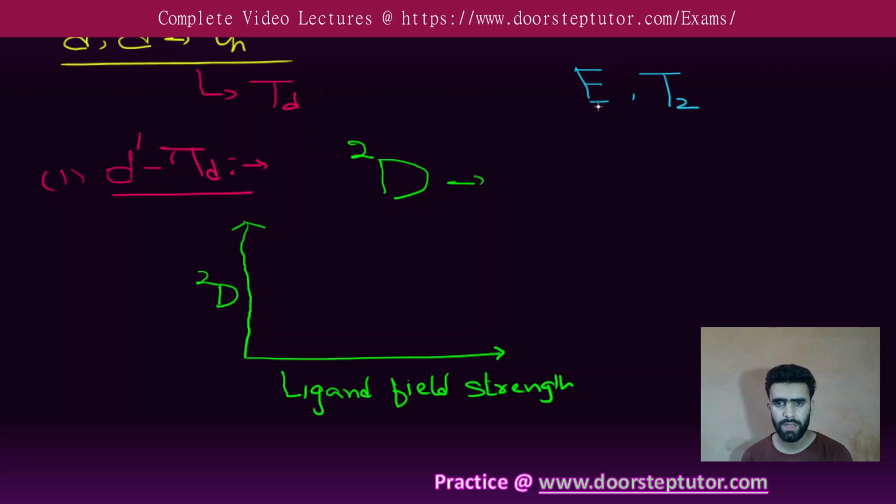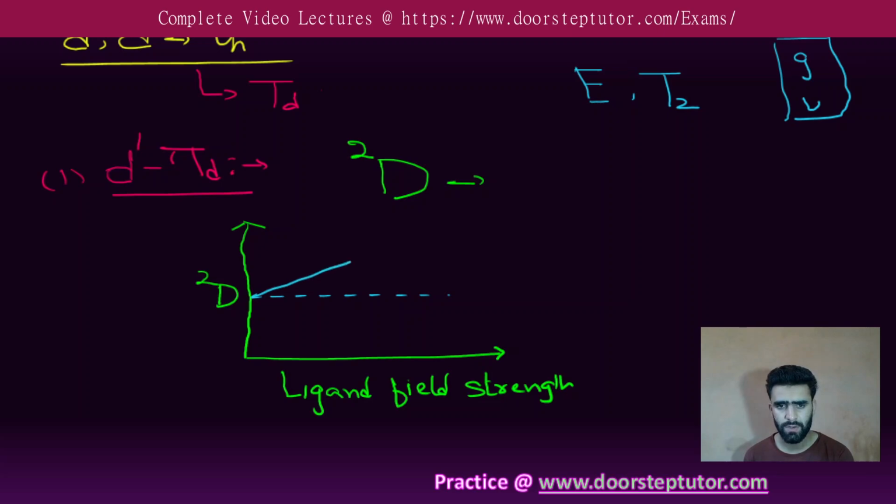Why is there not Eg and T2g? Because we use g and u (gerade and ungerade) when we have a center of symmetry. But in case of tetrahedral, we don't have any center of symmetry, so that is why these are omitted. Now suppose this is our barycenter. Under the ligand field environment, this D2 term splits like this.